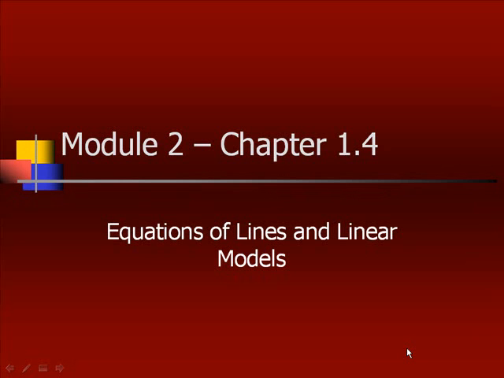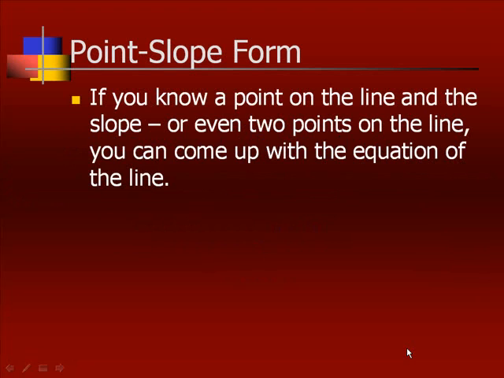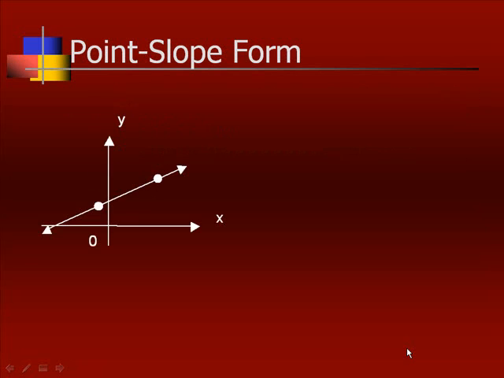Chapter 1.4, Equations of Lines and Linear Models. Now earlier we took an equation of the line and were able to come up with 2 points and graph the line. Now they are going to give us a point and a slope, or maybe even 2 points, and ask us to come up with the equation of the line.